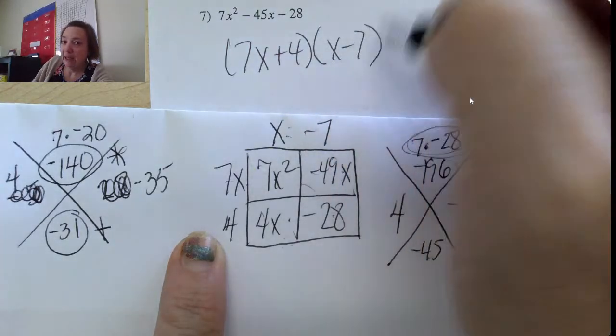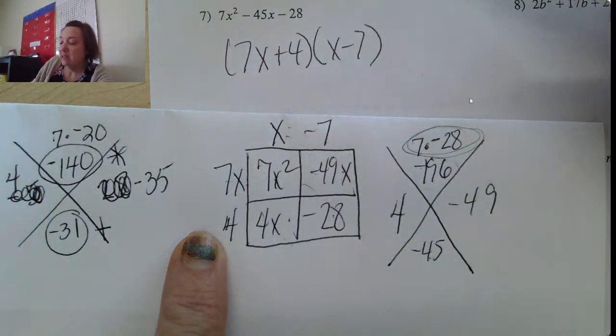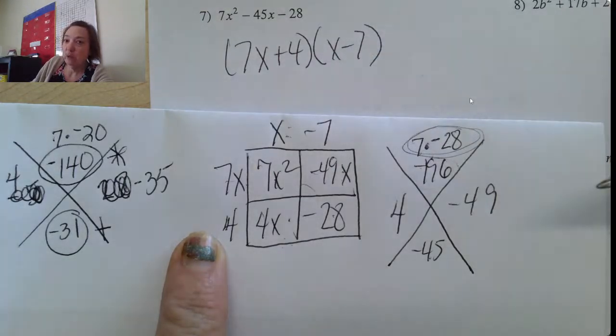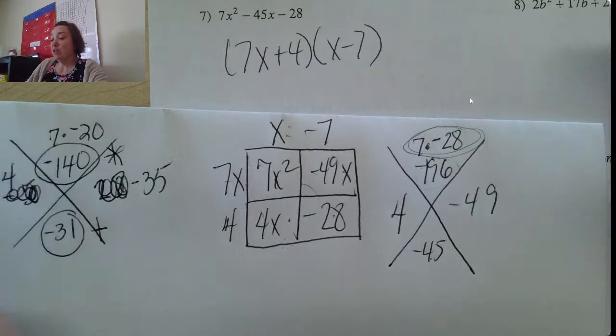I do want to point out, this is a random coincidence that this problem and number 5 both have 7x plus 4, okay? That's not like a thing. There's no pattern there, okay? I am sure.